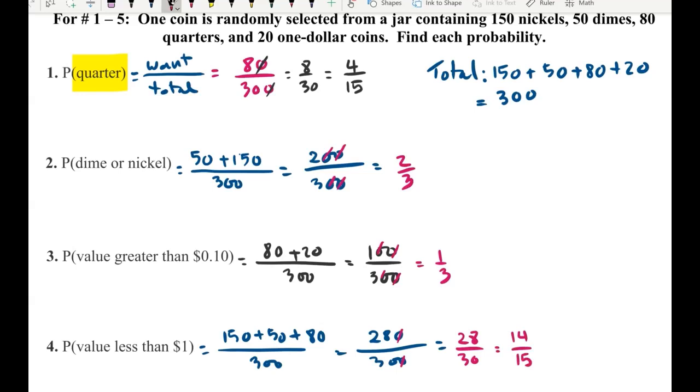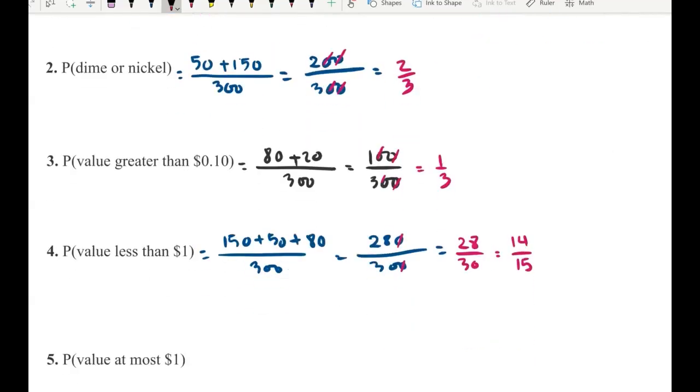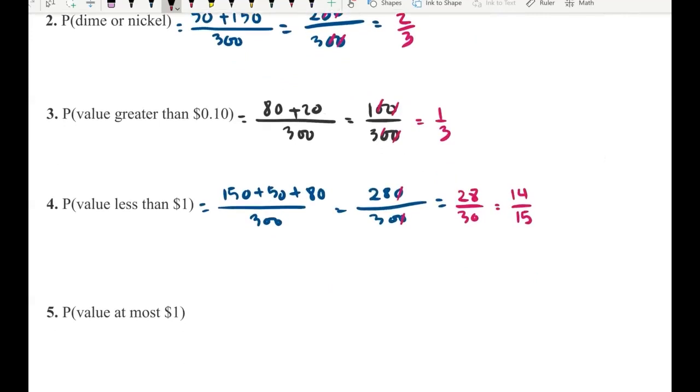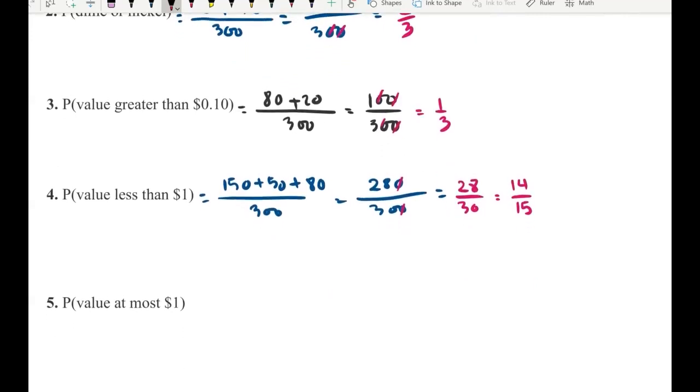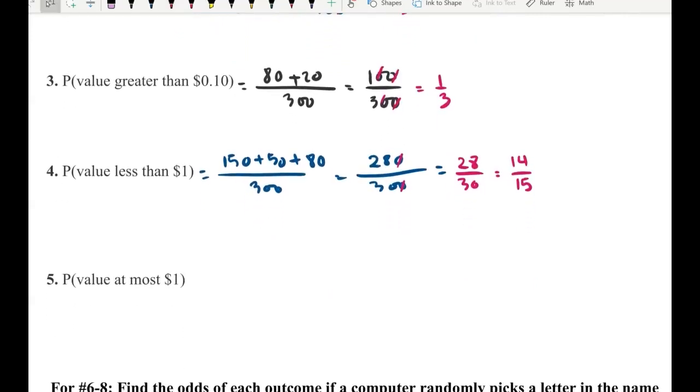Alright, that's it. Okay, problem 5, the value is at most $1. At most $1, so any coin less than $1 is okay, and $1 itself is still okay. So that means all of them are coins. That will be 300 over 300, which is 100%. When you pull a coin out of the bag, you always get a coin that has a value less than 1 or equal to 1.